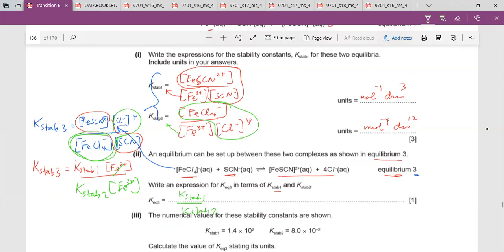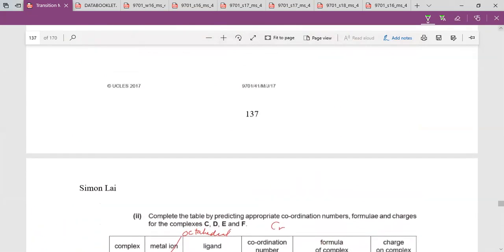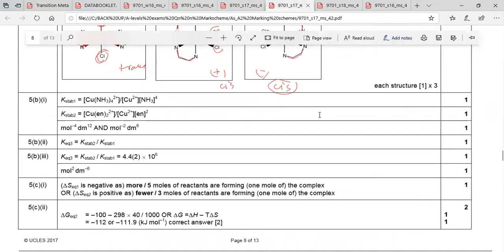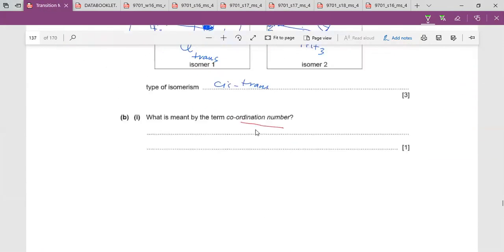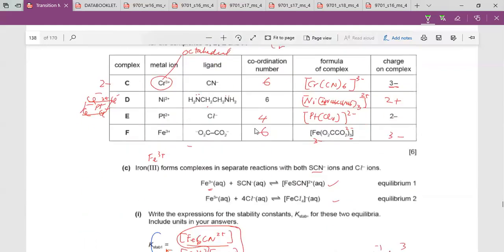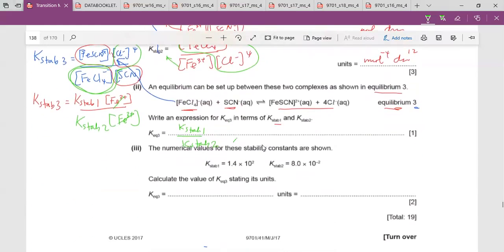The marking scheme here. The next one here. K step 1 over K step 2. Okay, K step 1 over K step 2. Okay. Numerical values for this stability constant are shown.